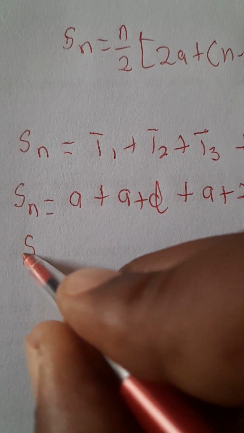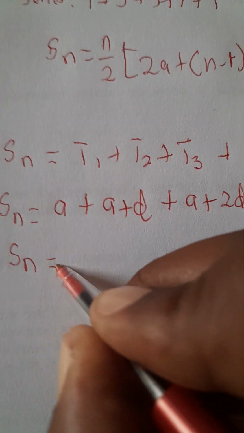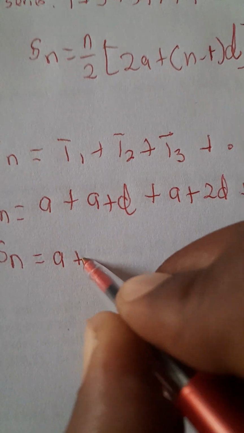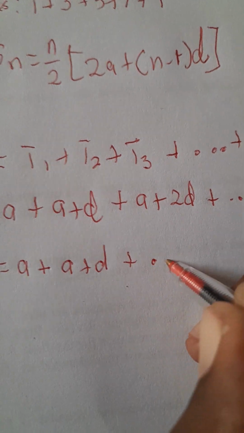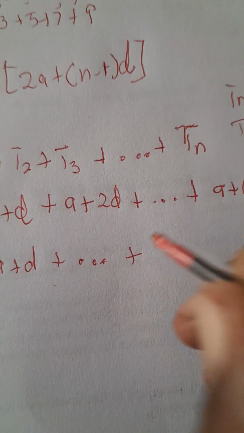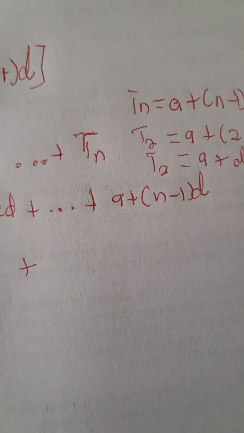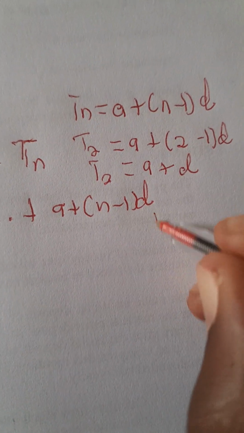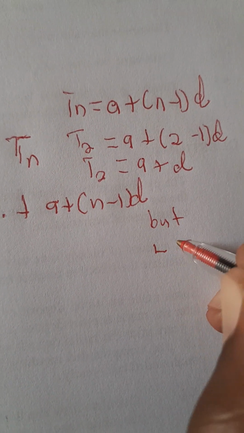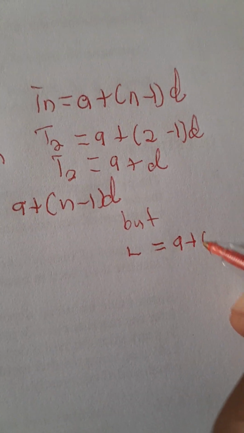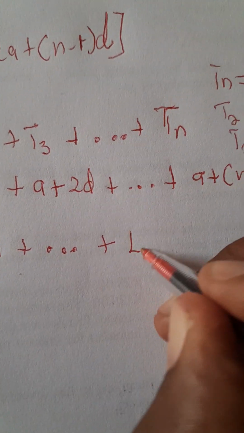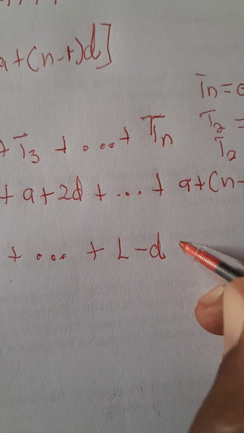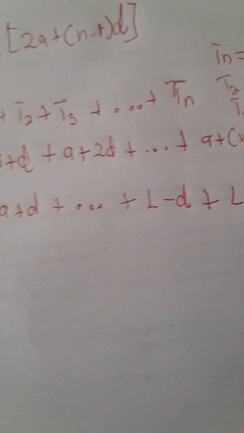We are going to say Sn is equal to a. Let me take the first two terms, a plus d, plus ellipsis. Now it shows that there are other terms following. So what you could do is say, let L be a plus (n minus 1)d, which, remember, is Tn, the last term, so L for last term. To get the second last term, you're going to say L minus d. Then plus L again, which is the last term.